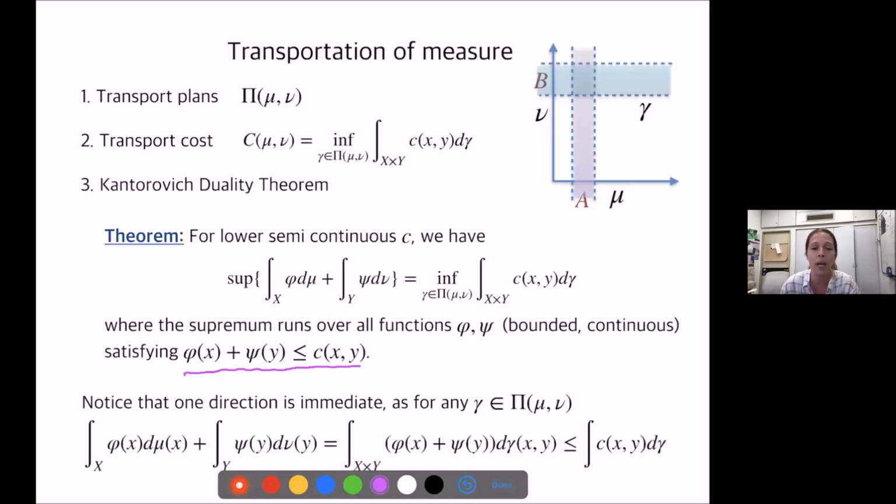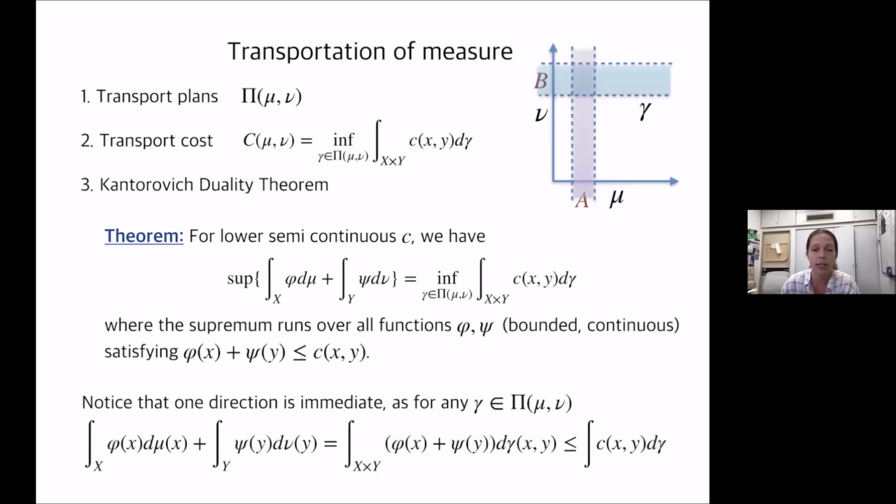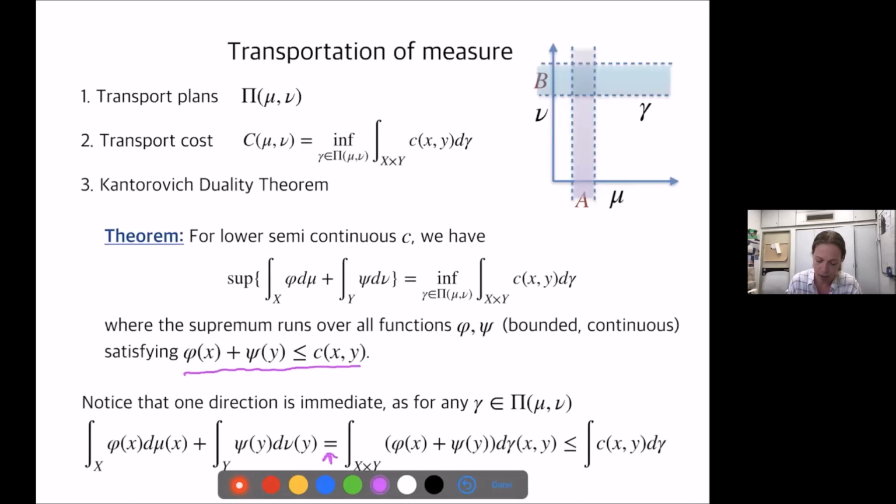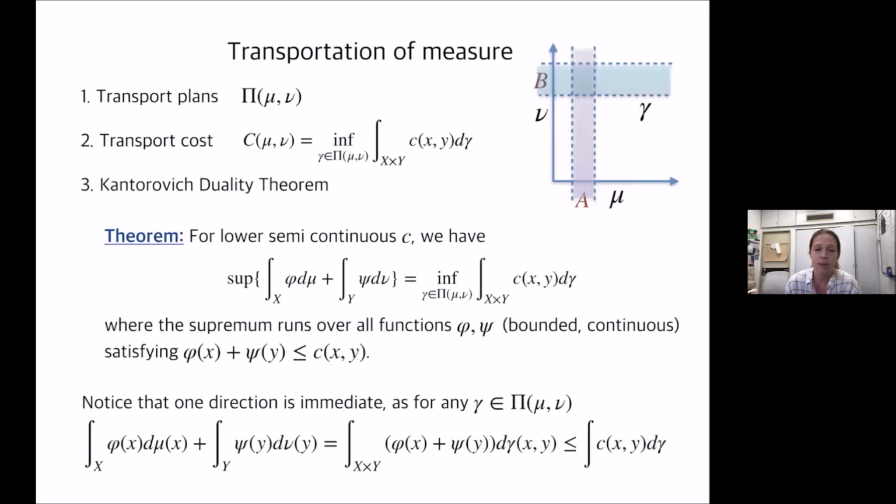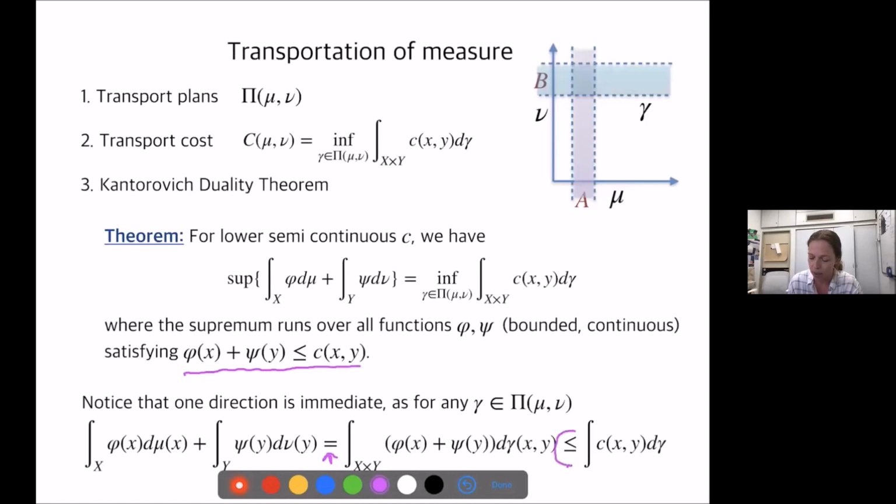And let's just notice that one direction of this inequality is immediate, because whenever you have a transport plan gamma, the fact that its marginal is mu on x and its marginal is nu on y means that this equality over here is true. So the integral of phi d mu equals the integral of phi d gamma of x, y. So the integral over y gives you the measure mu, and the same for the integral of psi. And now, since this is a pair satisfying the inequality, this inequality over here comes from the condition on phi, psi.